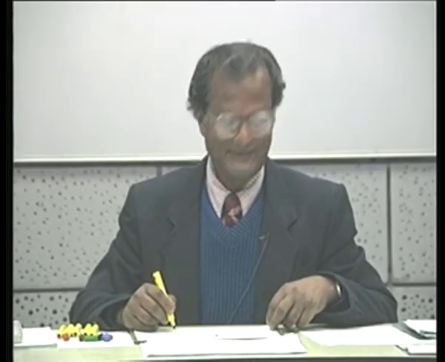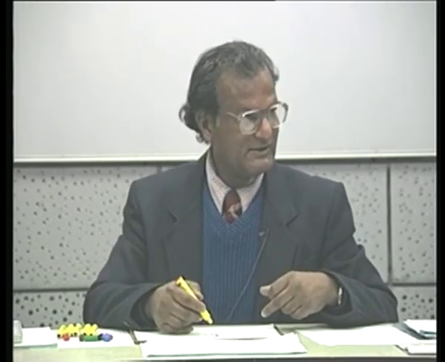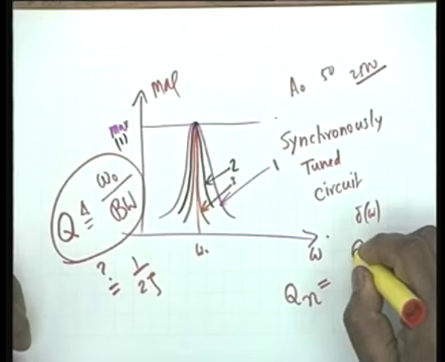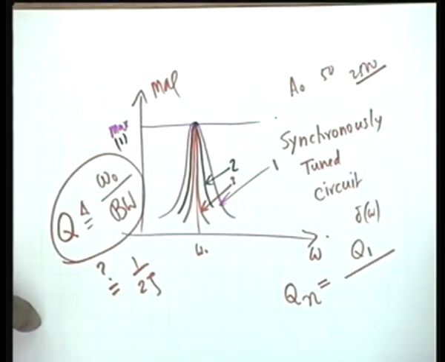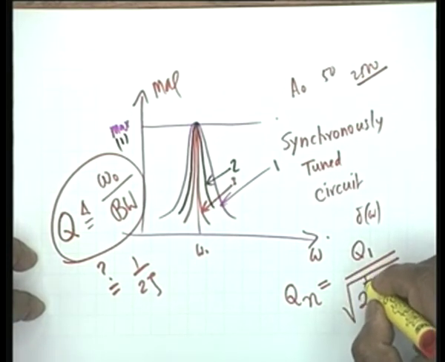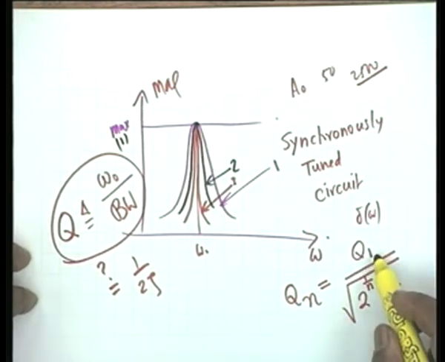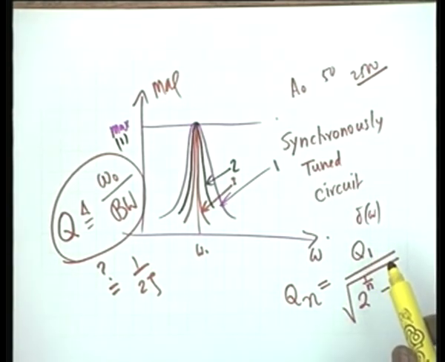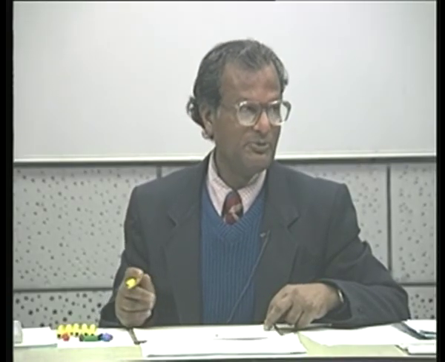It would increase. I don't want to take a vote here. It would increase because bandwidth decreases obviously, so the Q must increase, and you can show that Qn is Q1 divided by, I am giving you the final result, it is your responsibility to show this, the square root of 2 to the power 1 by n minus 1. Is Qn greater than Q1? Yes. Q1 is the Q for a single tuned circuit, and Qn is the Q for n number of such tuned circuits put in cascade.